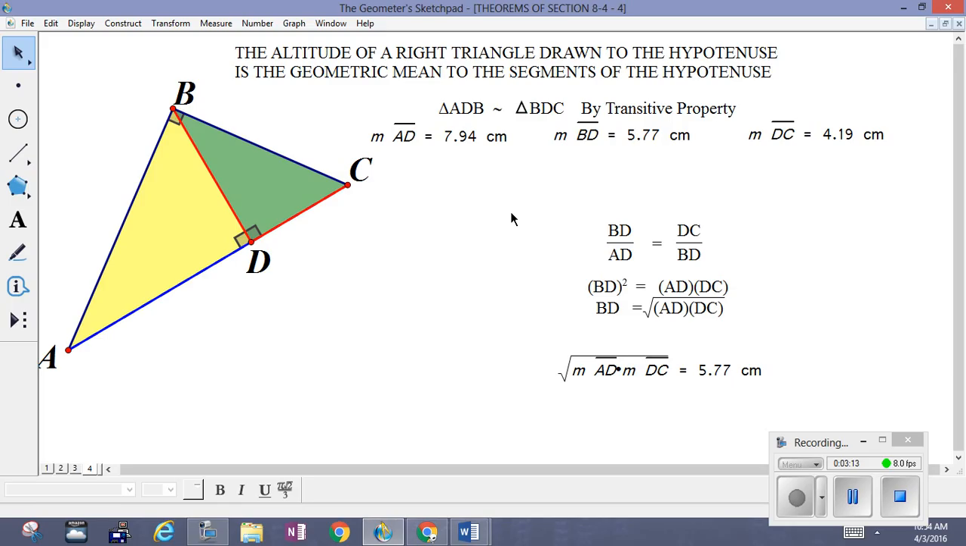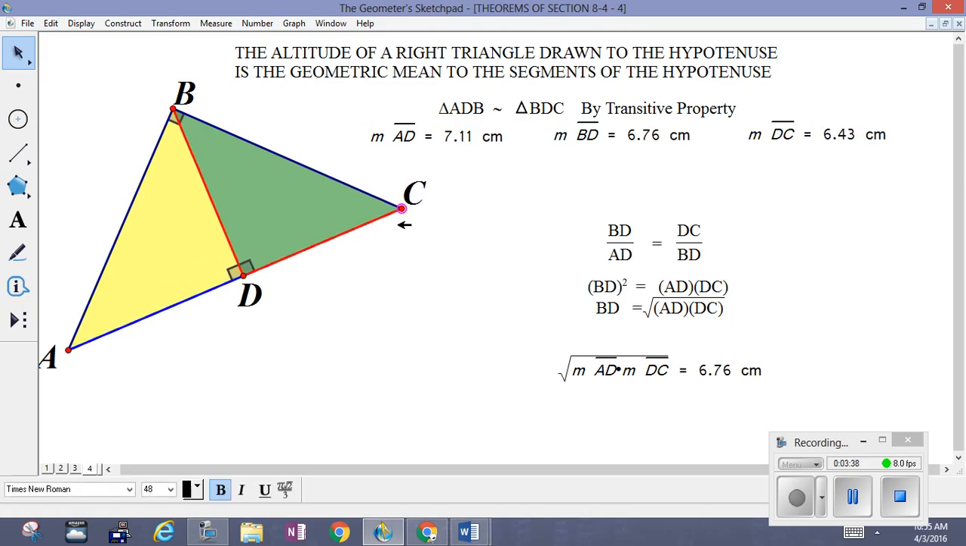And so when we set that into motion, we cross multiply, and we get BD squared is equal to the product of AD and DC. So BD is equal to the square root of that, which when we look at it with our computation proves to be 5.77, which is the exact measurement that it ends up being as illustrated here. And of course, even if I change this, this statement is going to hold true.